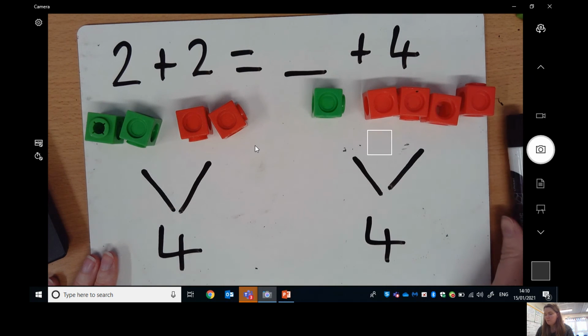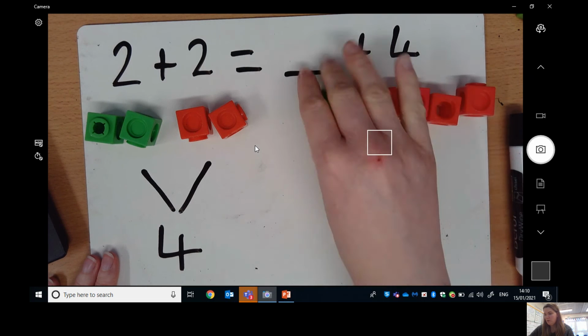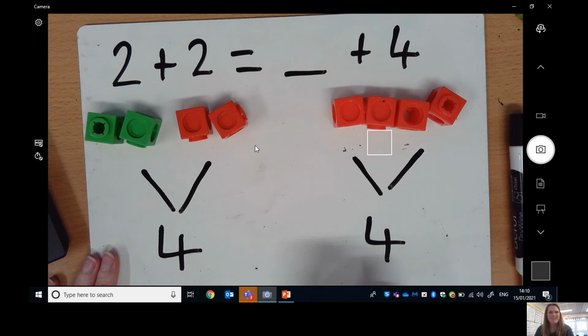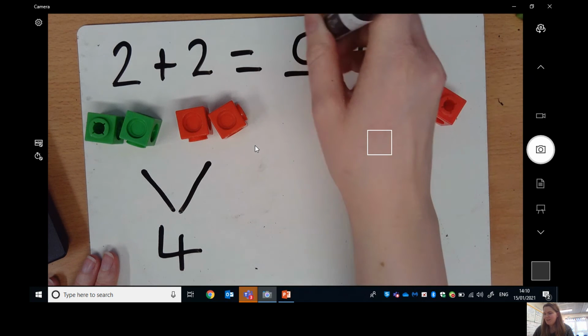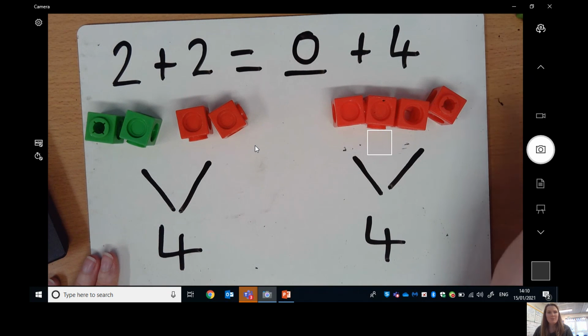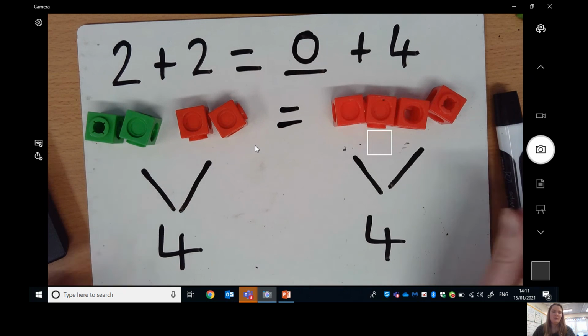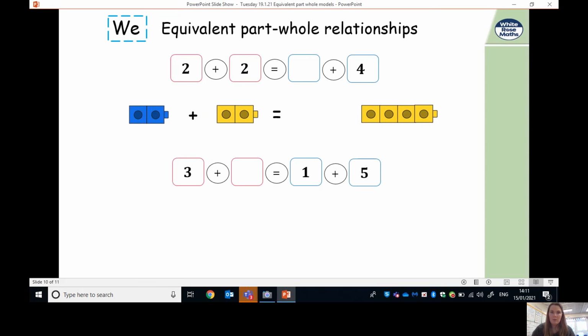Okay, I'm going to put it in. 2 plus 2 is 4. This side should make 4. I've already got my 4, so do I need anything? Absolutely. Well done. 0 plus 4 is 4, the same as 2 plus 2 is 4. Thanks, guys. I don't think I would have been able to do that without you. When we add it together, 0 plus 4 is the same as 2 plus 2.